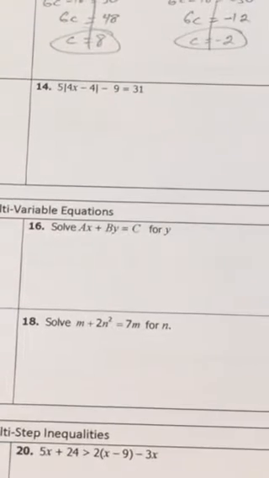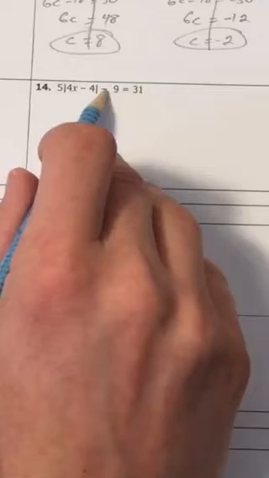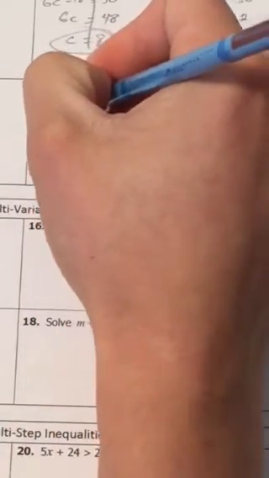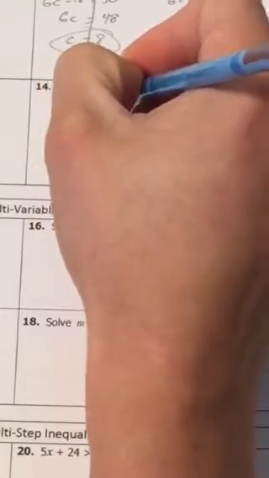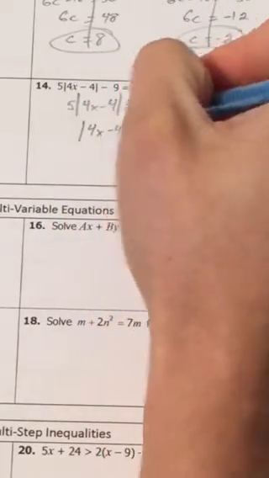Okay, next. So I'm going to get this absolute value isolated first. So I'm going to first add 9 to the other side. So I'm going to have 5 absolute value of 4x minus 4 equals, I'm adding 9, so I have 40. I'm going to divide by 5. So absolute value of 4x minus 4 equals 8.